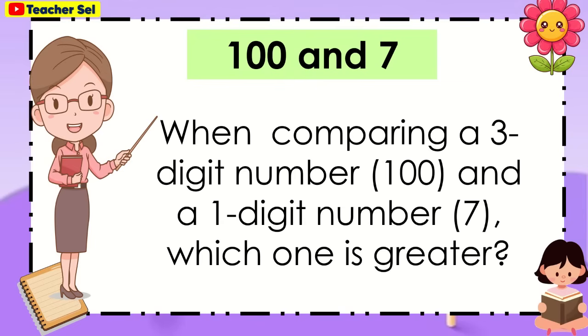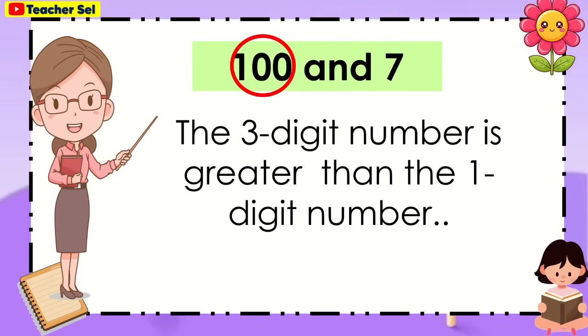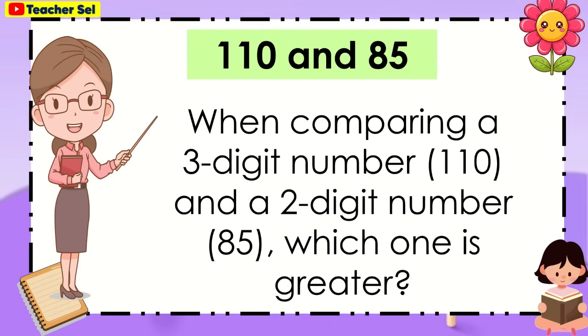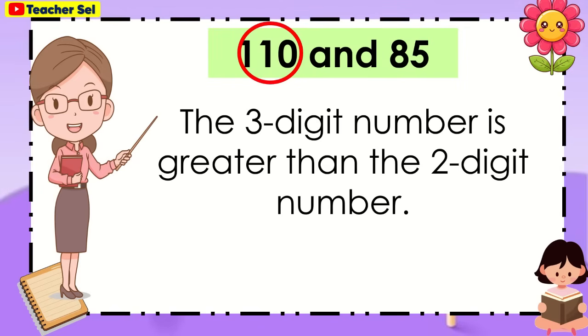7 and 100. When comparing a three-digit number, 100, and a one-digit number, 7, which one is greater? It is 100. The three-digit number is greater than the one-digit number. 110 and 85. When comparing a three-digit number, 110, and a two-digit number, 85, which one is greater? It's 110. The three-digit number is greater than the two-digit number.